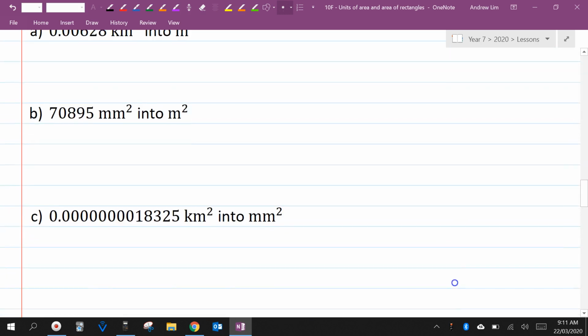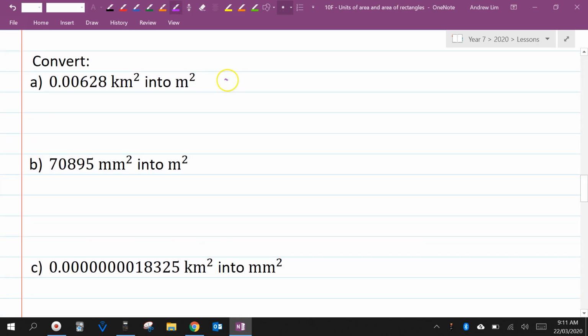So, if we take our number and multiply it by 1000 squared, we're moving the decimal point to the right. How many times? Well, there are 3 zeros here, so it looks like it's 3 times, but it's 3 times 2, which is 6. So write 6 times.